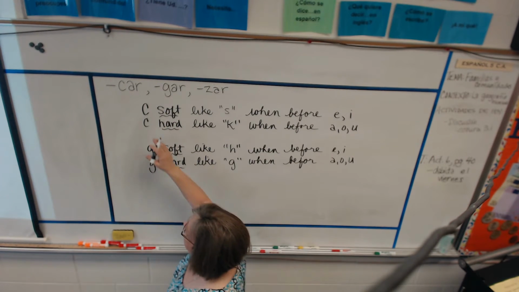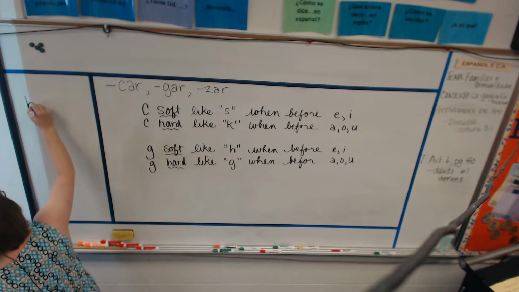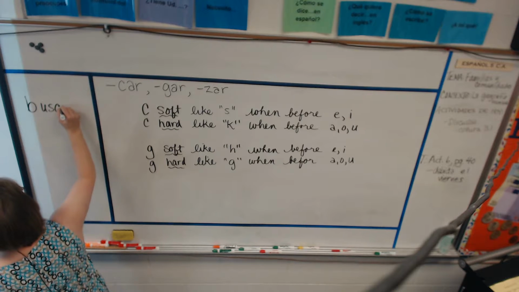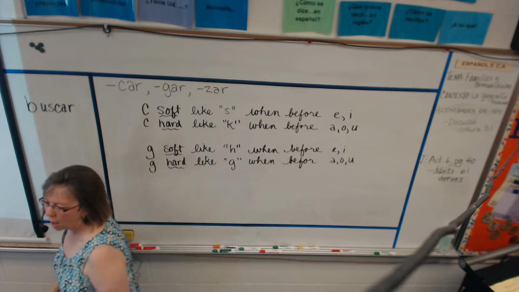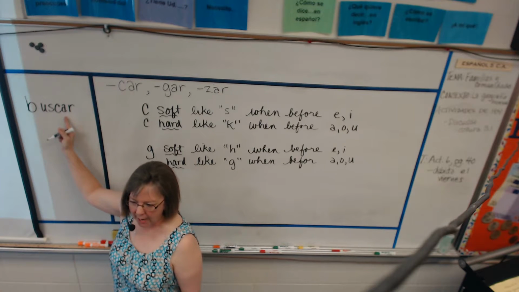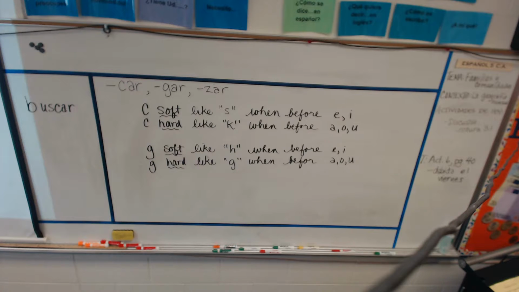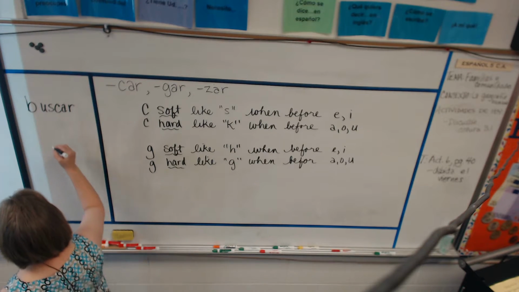This is why. So let's look at a car verb. Like we have buscar in this lesson. B-U-S-C-A-R. Buscar. This is a hard C because it comes before the letter A, right? So let's follow our rules for conjugating an informal negative command for the verb buscar. What's our first step?